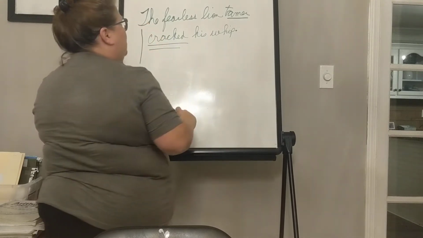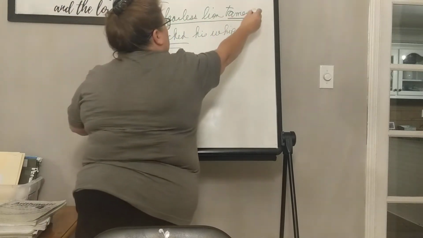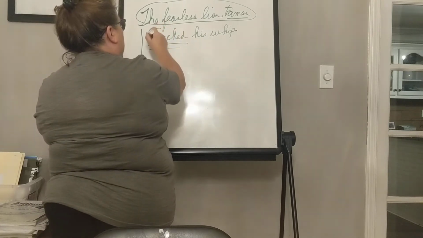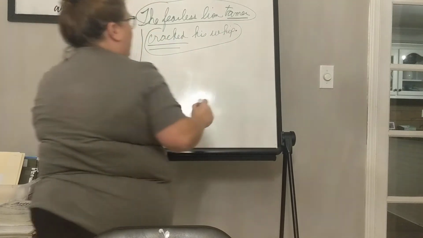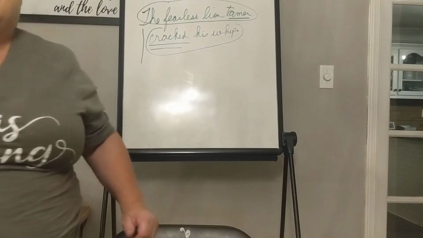So, the subject part of our sentence is the fearless lion tamer, and the predicate part of our sentence is cracked his whip. So that is how you would, of course you wouldn't circle them, but you would make sure that you put your vertical line right before the verb, okay? So that is how we divide the subject and predicate part of our sentences.